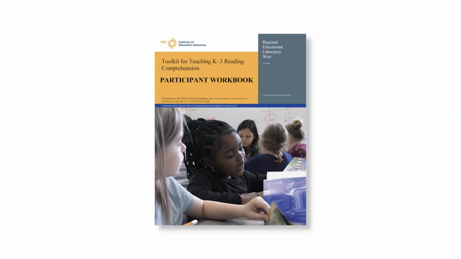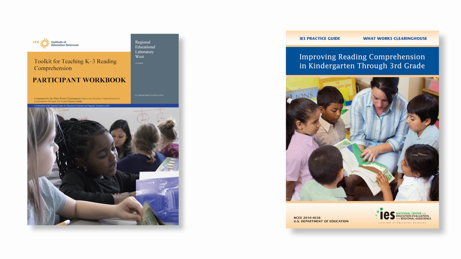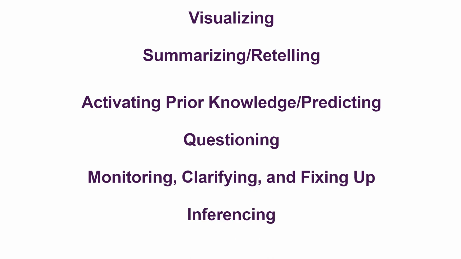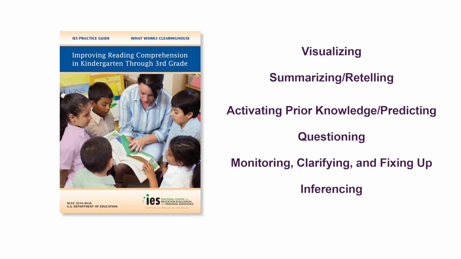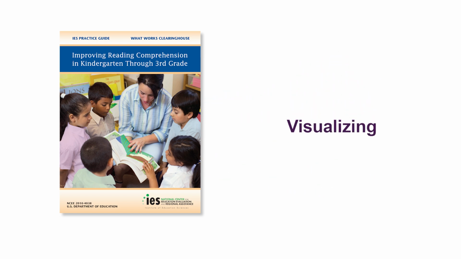This video is part of a professional learning toolkit, which is based on the What Works Clearinghouse Practice Guide, Improving Reading Comprehension in Kindergarten through 3rd Grade. You will learn about one of the 6 evidence-based comprehension strategies shown to impact reading comprehension as defined in the practice guide. This video highlights the comprehension strategy, visualizing.